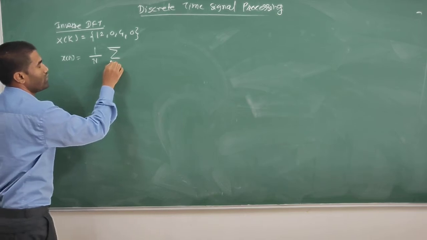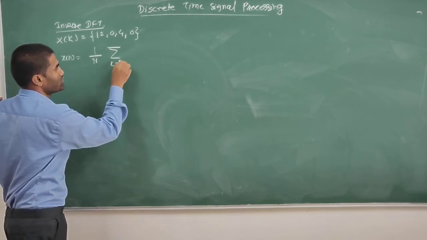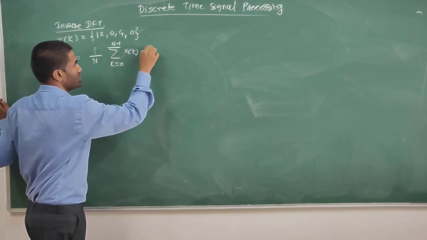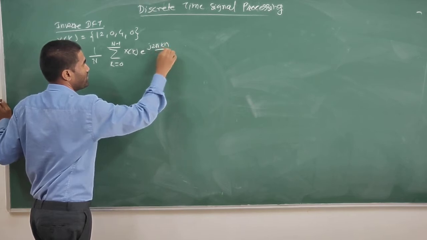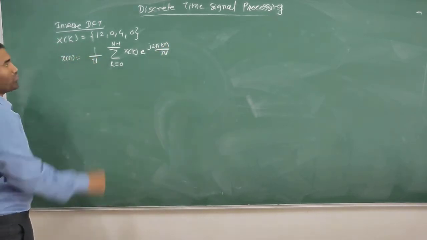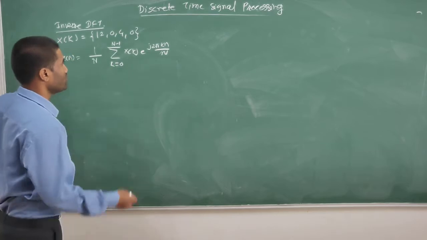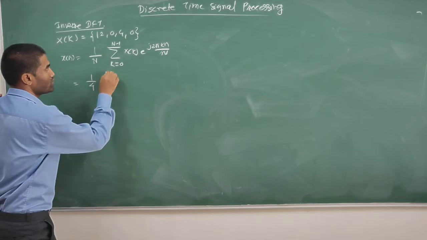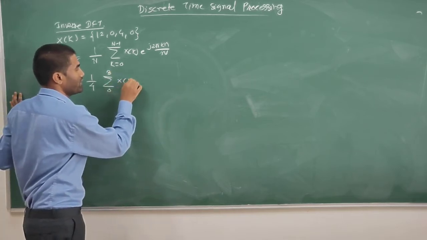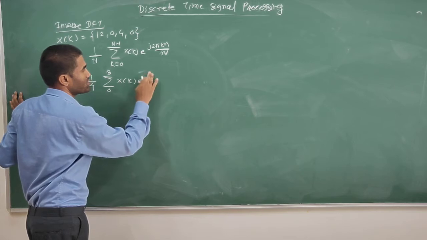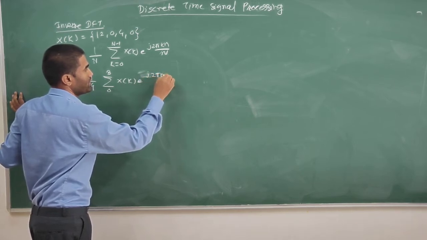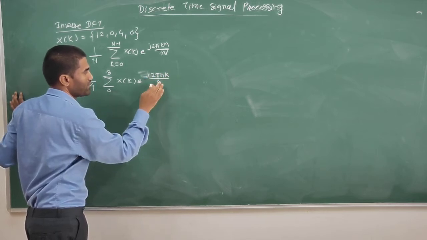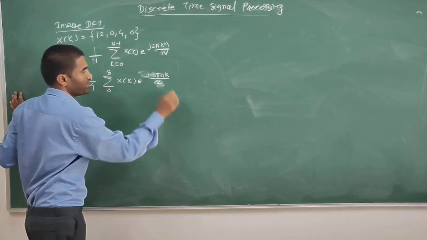For what? Small k equal to 0 to N minus 1, capital X of k e raised to j 2 pi k n upon capital N. So here 4 points are there, so I will put the value of capital N equal to 4. So 1 by 4 summation 0 to 3 x of k e raised to minus j, so not minus j, 2 pi n k divided by 4. So this will cancel out. So we will get 2.